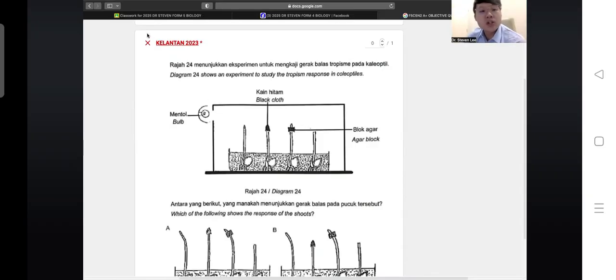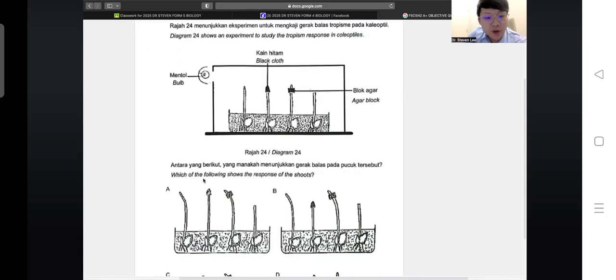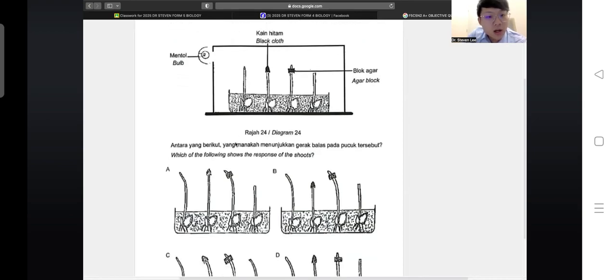Okay, Kelantan trial 2023. The diagram shows the tropism response in the coleoptile. So I have 4 reactions over here. This is agar block, black cloth, and so on. Which of the following shows the response of the shoot? Okay, so you know that this one definitely will bend towards the light.